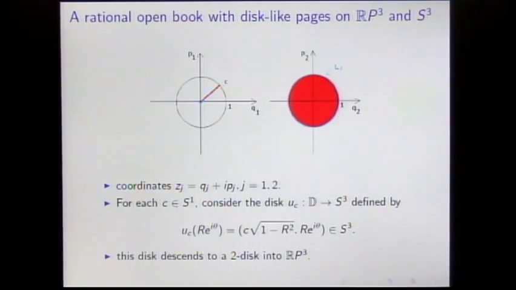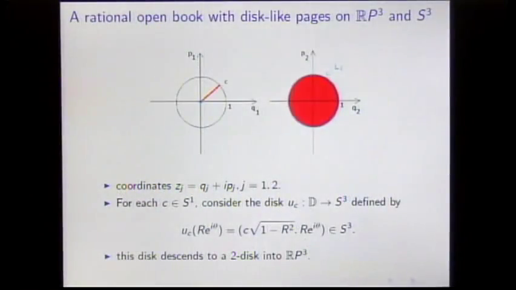So C is an element of S1, and we could vary here along the circle. We would obtain distinct disks foliating all the complement of L2 inside S3. And all such disks are embedded, and all such disks are transverse to the Reeb vector field associated to lambda naught. So this is an example of what I call an open book decomposition with disk-like pages.